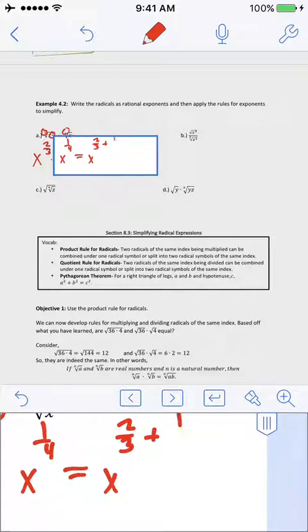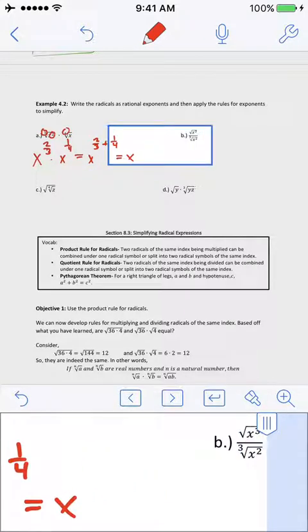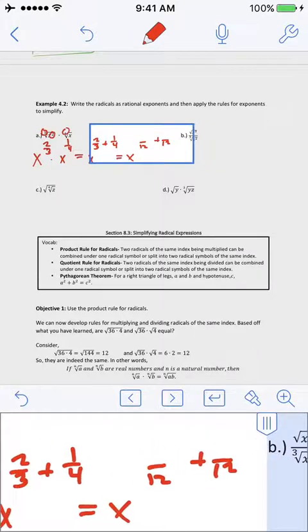2/3 plus 1/4, that's the product rule. Let's see, I need those both to have a common denominator. Whoops, forgot the x part. Need a common denominator, so 12 and 12.